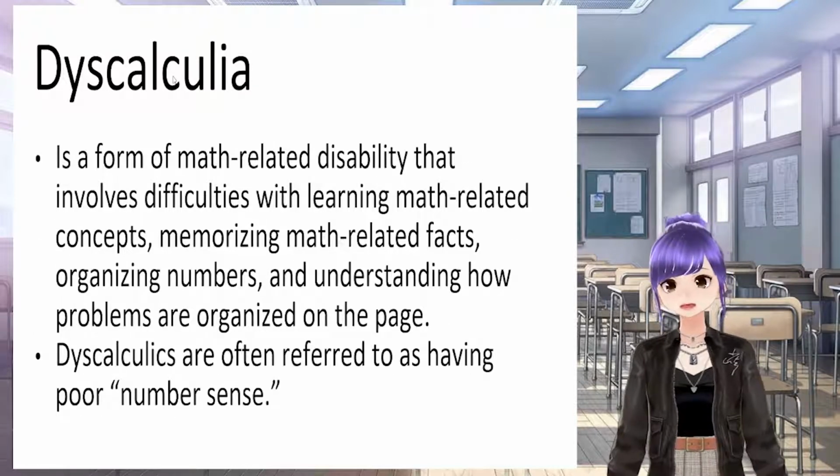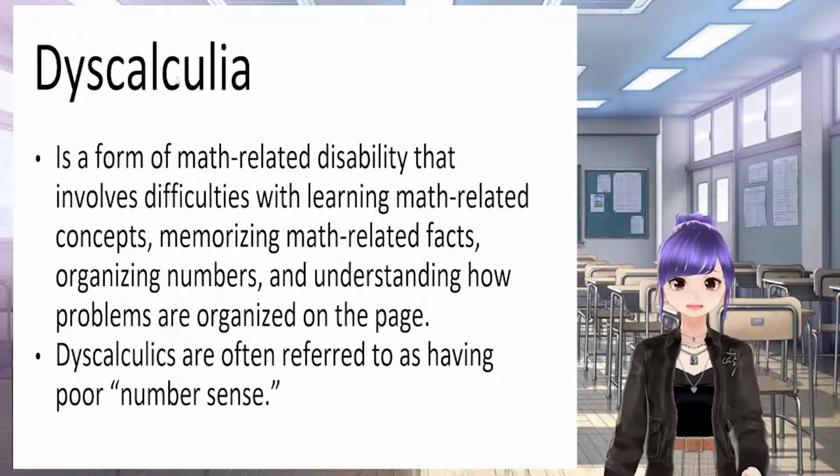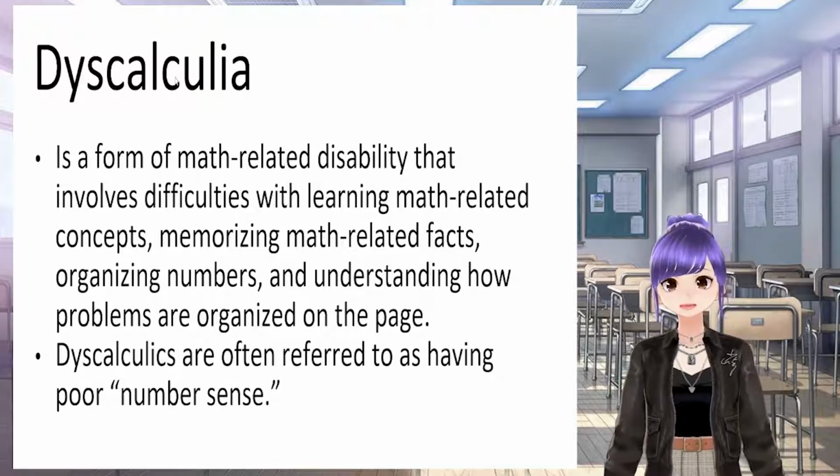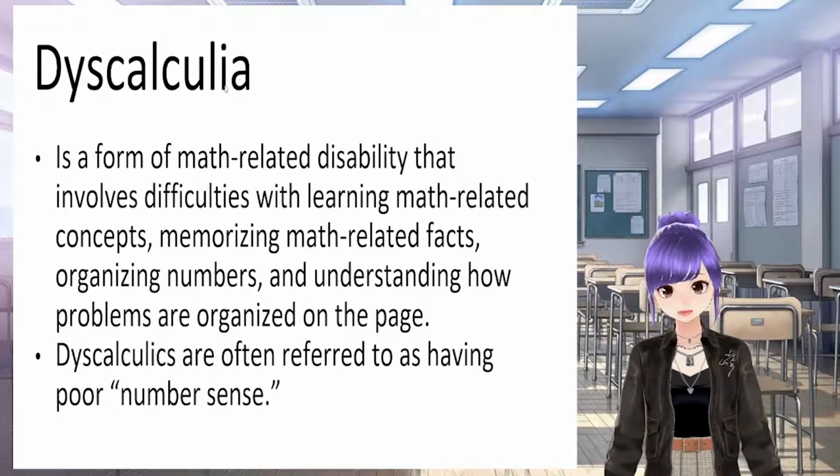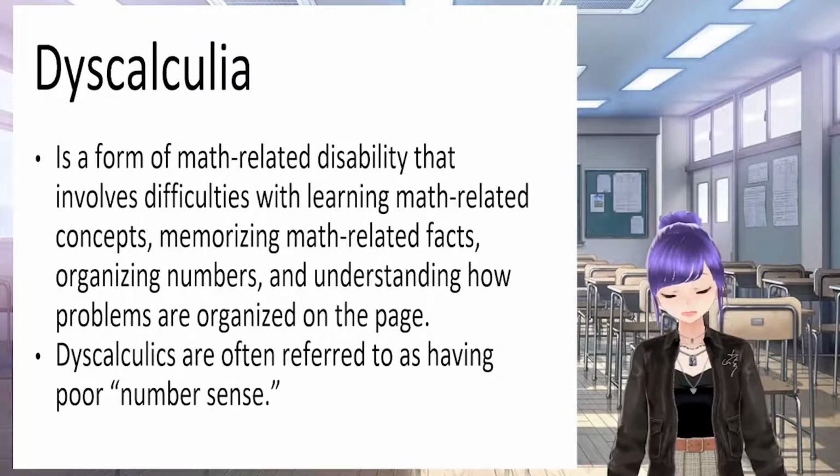Dyscalculia is a form of math-related disability that involves difficulties with learning math-related concepts, memorizing math-related facts, organizing numbers, and understanding how problems are organized on the page. Dyscalculics are often referred to as having poor number sense.